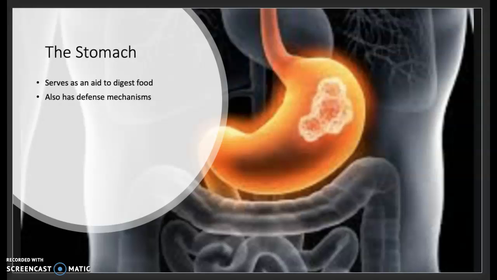So first we see a slide here of the stomach, which serves as an aid to digest food through the secretion of gastrin, acids, enzymes, and paracrine excretions. And the stomach also has defense mechanisms. So you have mucus cells that secrete mucus, forming a physical barrier to the acid. You also have bicarbonate, which creates a chemical buffer barrier. And all of this protects the stomach from the acid that the body has.